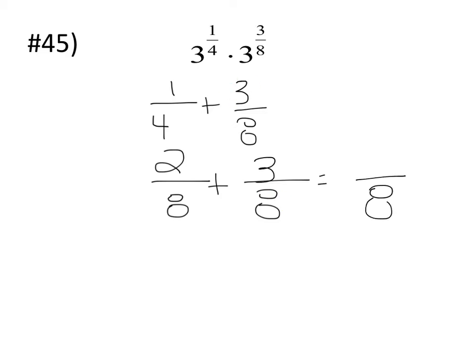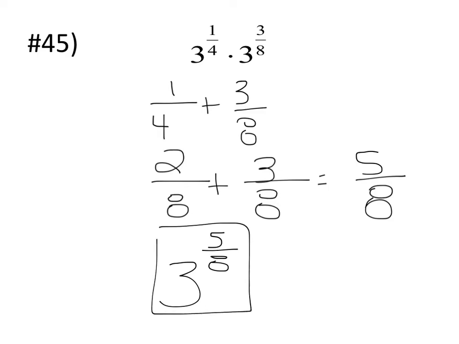Now that I have a common denominator, just add the numerators. 2 plus 3 is 5. So it's going to be 3 to the 5/8 power. And that's as far as you need to go.